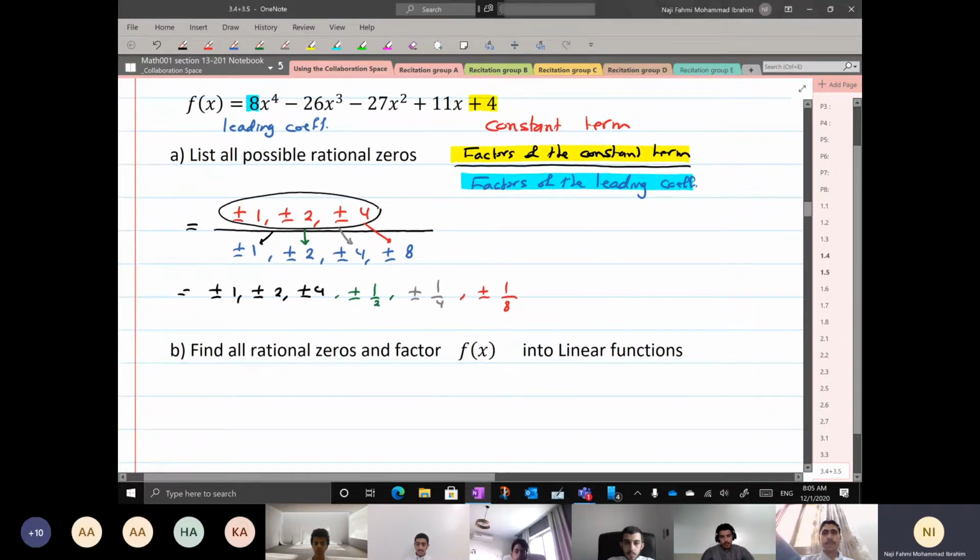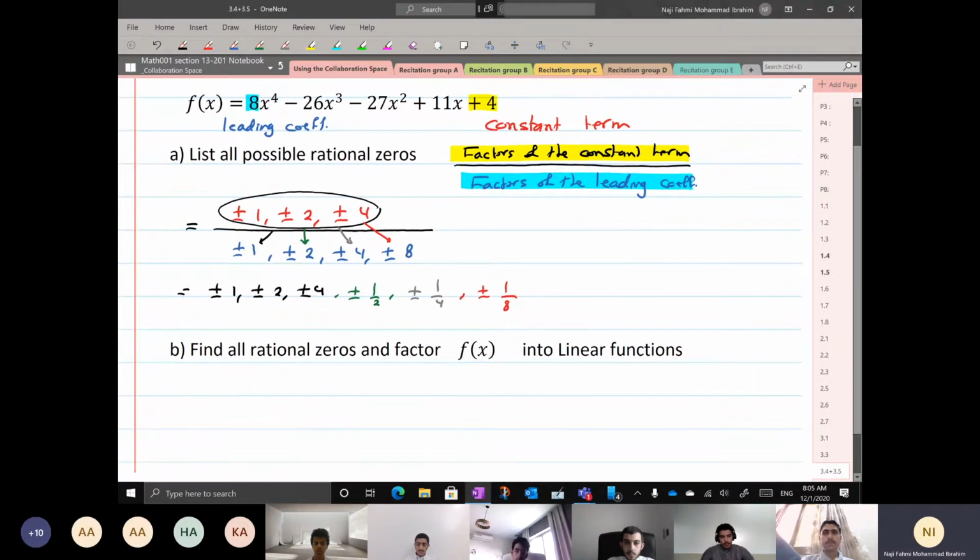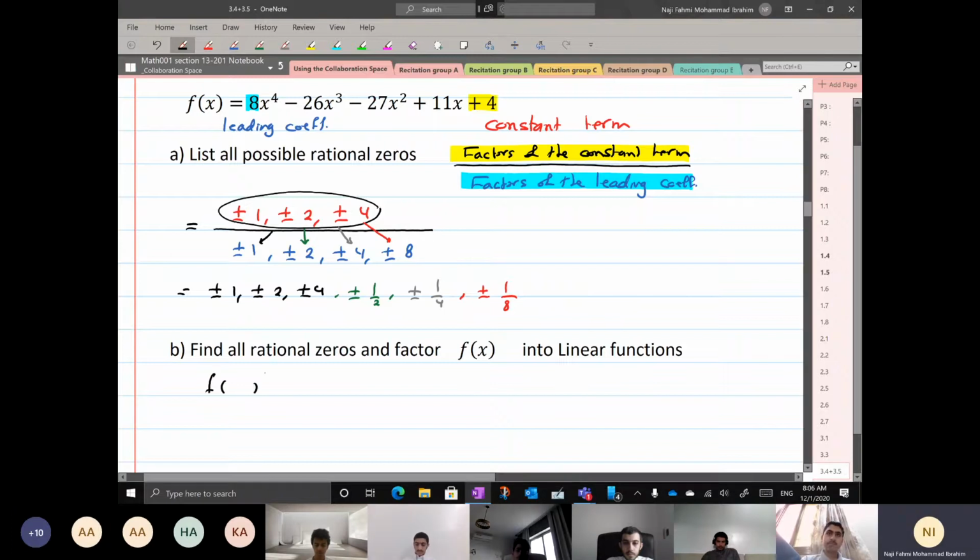Now, part B, what does it say, Shabab? Find all rational zeros and factor f of x into linear factors. Now we have to start searching for the zeros. From where do I search for the zeros? From the set that we have made earlier. So I have to start by finding f of what? What's my first possible zero? 1. So I have to find f of 1.